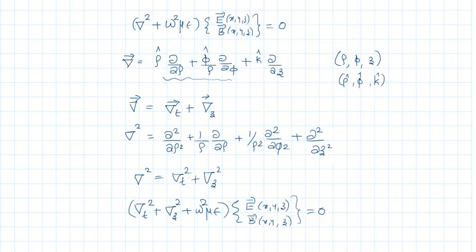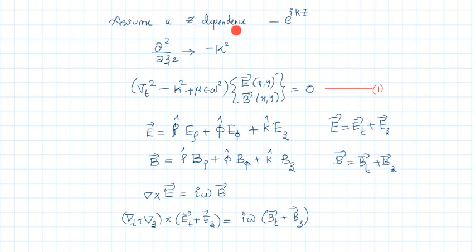Our next assumption is that the z dependence of this electric field and magnetic field is of the form e raised to i k z. We already assumed the time dependence of the form e raised to minus i omega t. So here we assume the z dependence of the form e raised to i k z.